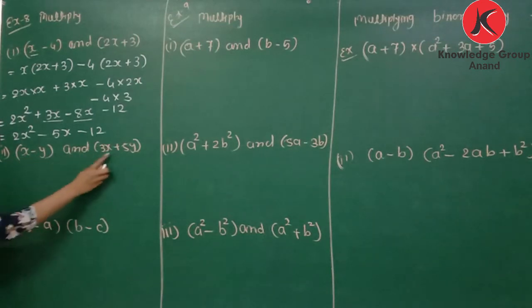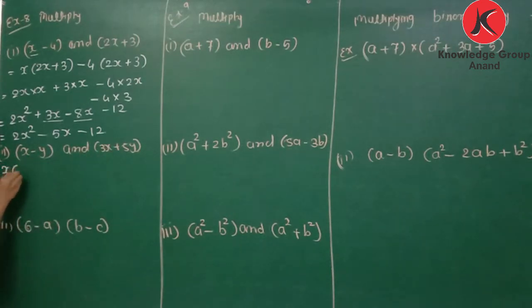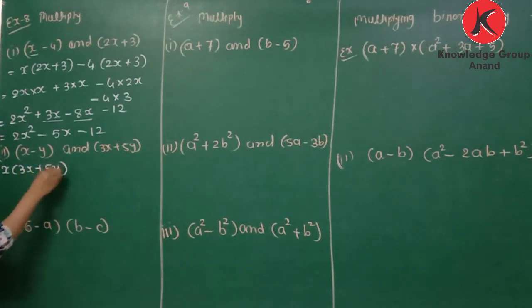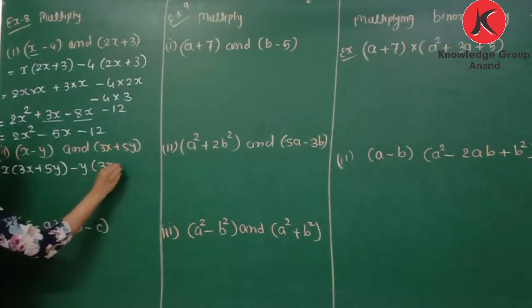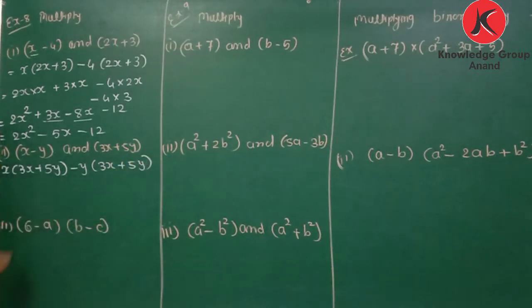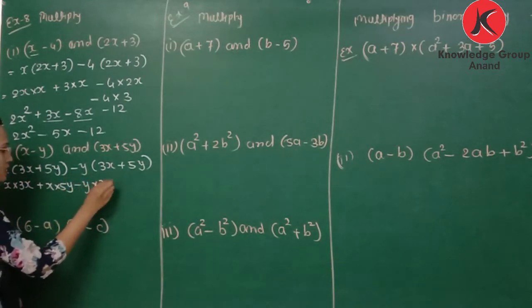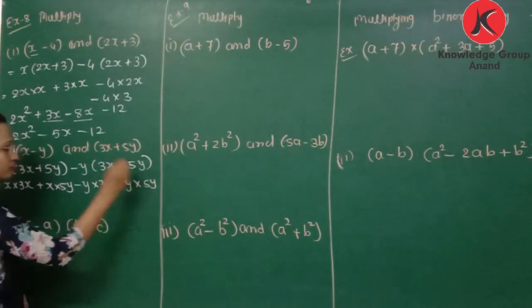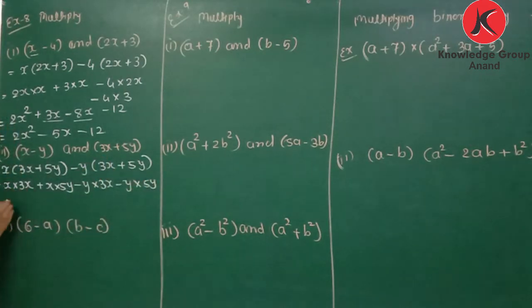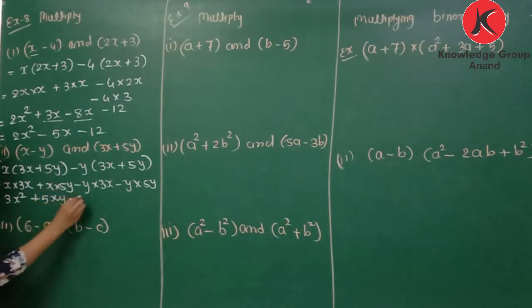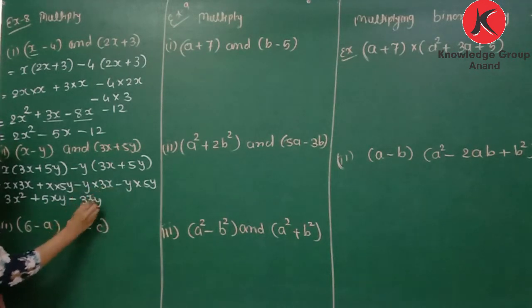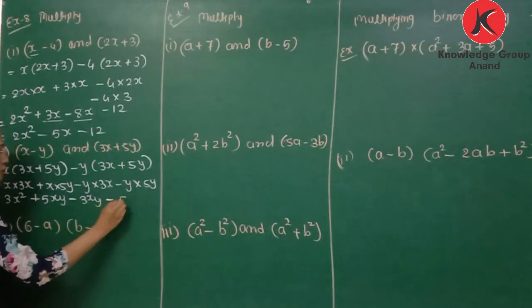Now next one, x minus y is multiplied with 3x plus 5y. So x is multiplied with 3x plus 5y, and minus y is multiplied with 3x plus 5y. Now open the bracket. So x is multiplied with 3x, x is multiplied with 5y. Now minus y is multiplied with 3x and minus y is multiplied with 5y. Now x multiplied by 3x, that is 3x square, plus 5xy, minus y multiplied by 3x is minus 3xy, minus 5y square.